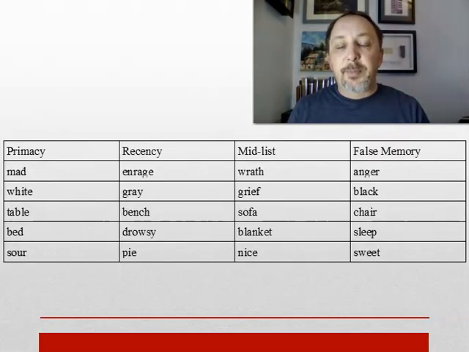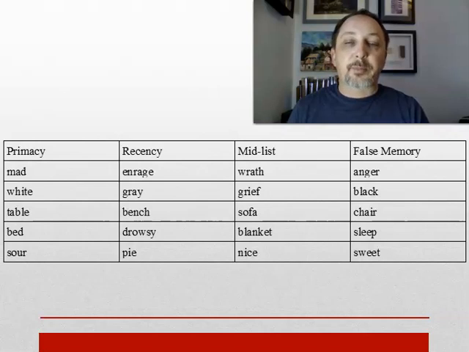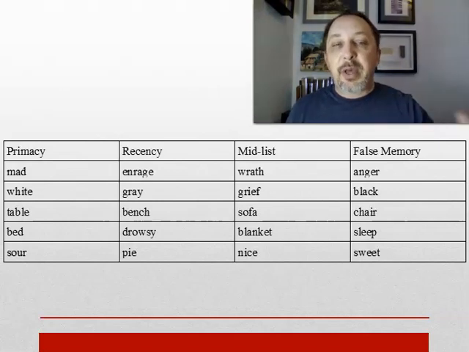We start with primacy. Primacy is whatever comes first on the list. Our memory for the first word on the list is really good. You're highly likely to remember the first thing that you see. Our memory for the last word, and this is called recency, is also really good. It actually can be better than primacy.